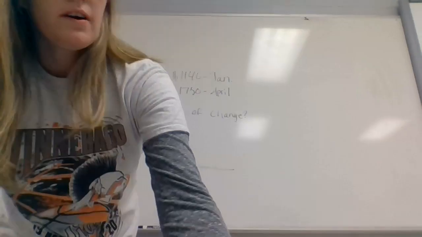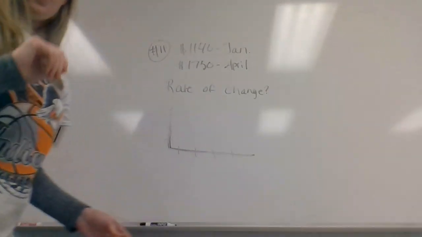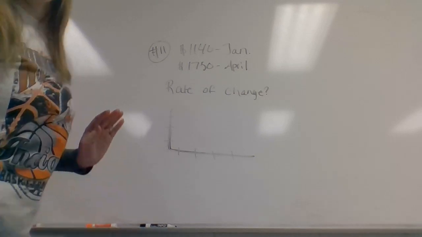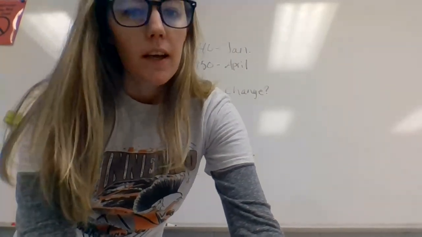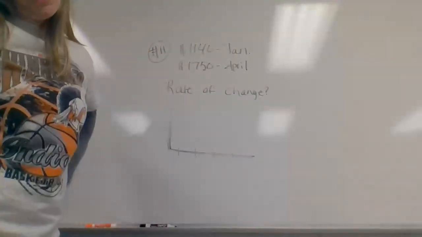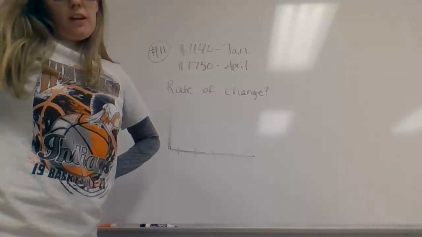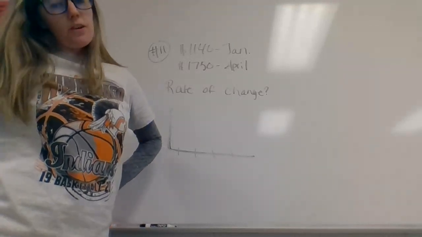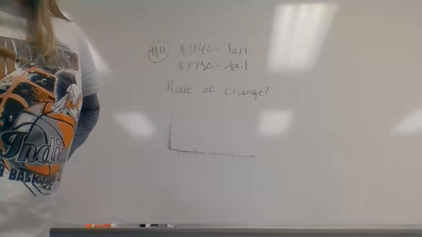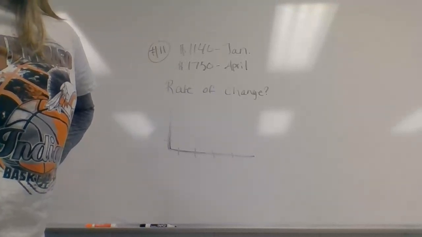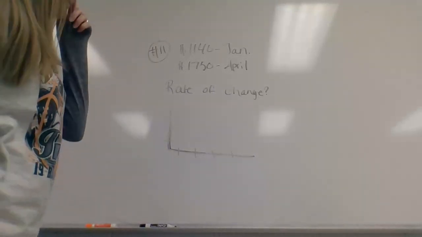Here's a little bit of help for question number 11 on your post-test. So the question says that Kevin's savings account balance changed from $1,140 in January to $1,750 in April. Find the average rate of change of dollars per month and round your answer to the nearest dollar.